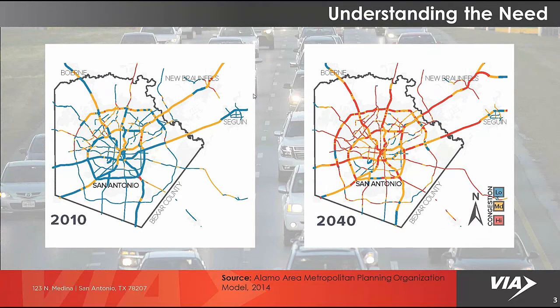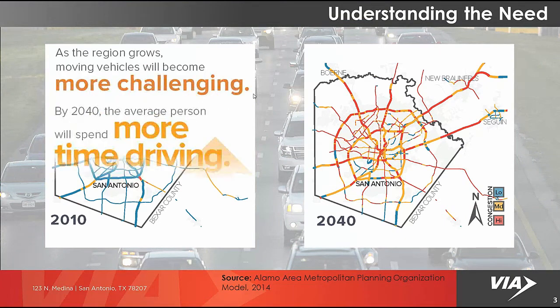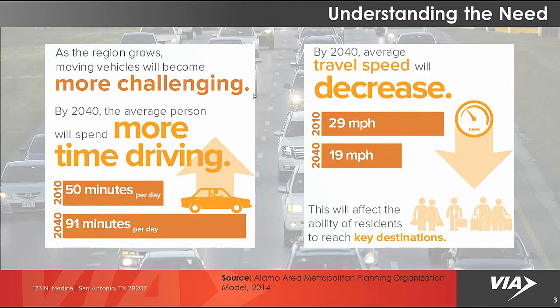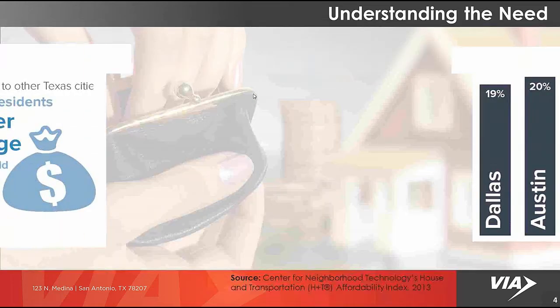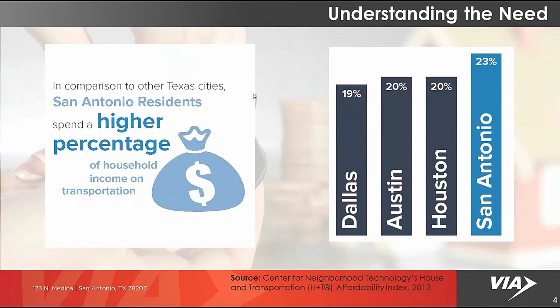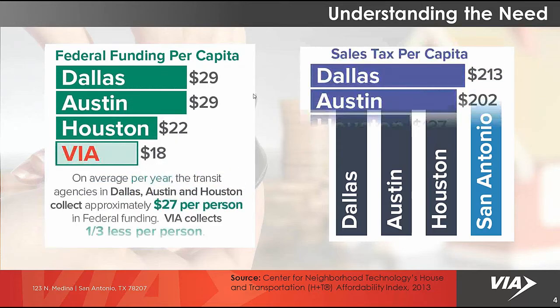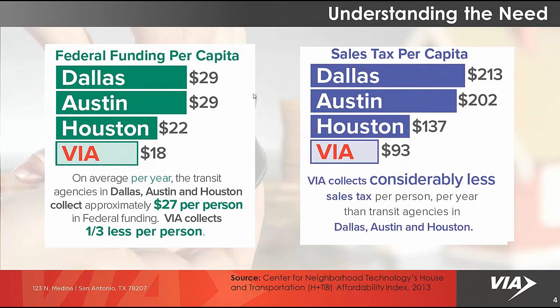We are going to experience significant changes to our freeway congestion. Travel by car is going to take much longer. Our speeds are going to decrease. This affects our entire system, including our transit trips. And in San Antonio, in comparison to other Texas cities, we spend a higher percentage of our household income on transportation, almost 1 out of every $4. Our region also invests less in public transportation. You can see here, compared to our Texas peers, our federal funding and local funding per capita is significantly less.